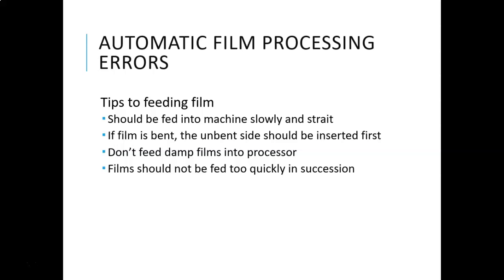I always did it from right to left. So first I do a left and then I do a right and then I go back to the left and then I go back to the right. So I'm not doing the same spot over and over, because if you do that, then oftentimes that's where the doubling up happens. Don't feed damp films into the processor. They should be dry. Films should not be fed too quickly in succession, which we said. Okay.